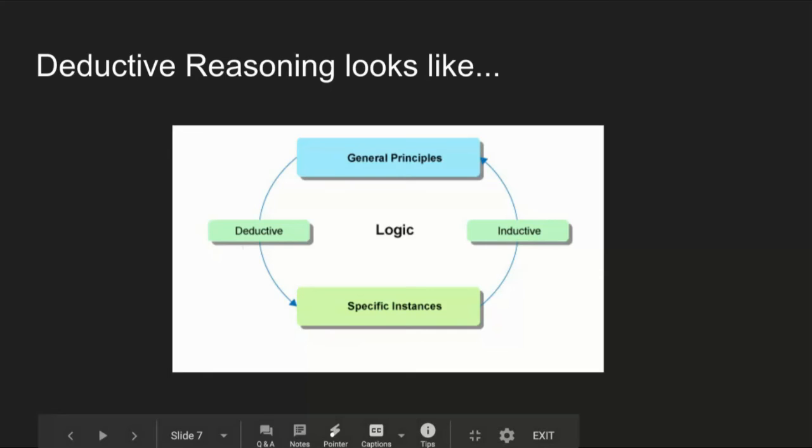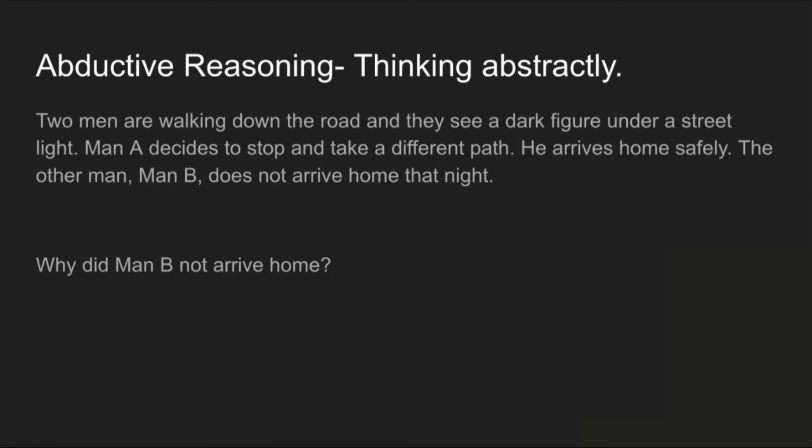If we go back to this slide, we can see that specific instances lead to inductive reasoning, which can create general principles, or general principles can go down to deductive reasoning, which allows us to identify specific instances. But abductive reasoning actually breaks this cycle altogether. You can use specific instances to then infer what happened in a different specific instance. So we skip creating general principles at all. There are no rules being made. There's simply observations and theories being created and destroyed all at once. So for instance, two men are walking down the road and they see a dark figure under a streetlight.